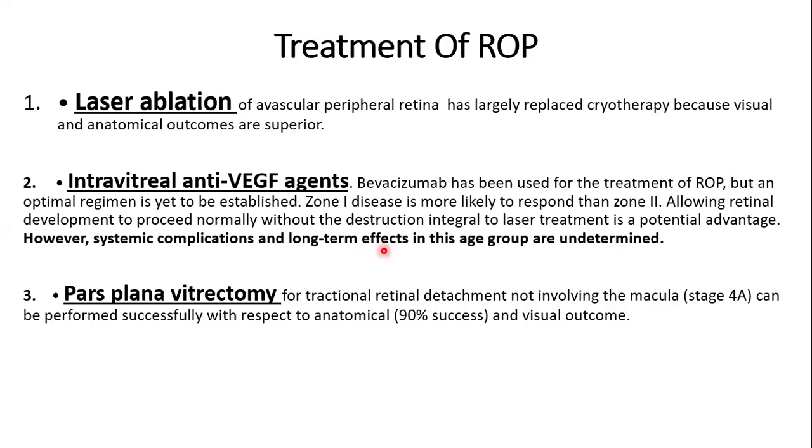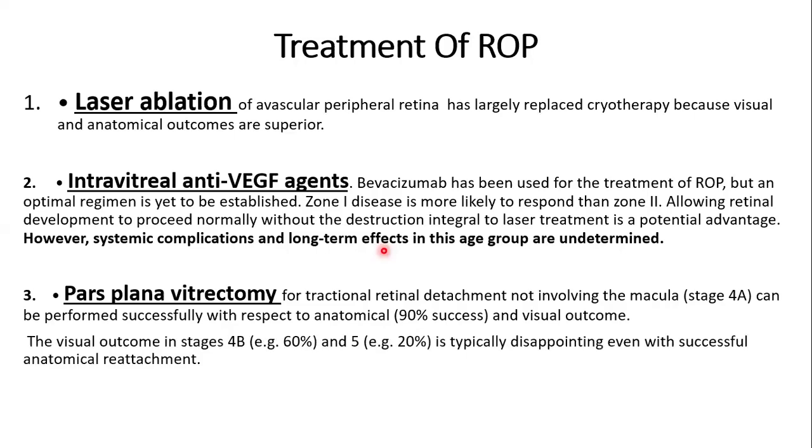Stage 4. Best results are with stage 4A. Yes, exactly. So usually PPV is for patients with stage 4 or stage 5, and the best results are for stage 4A with 90% anatomical success. Then we have 4B with 60% success, and unfortunately stage 5 with only a 20% success rate.